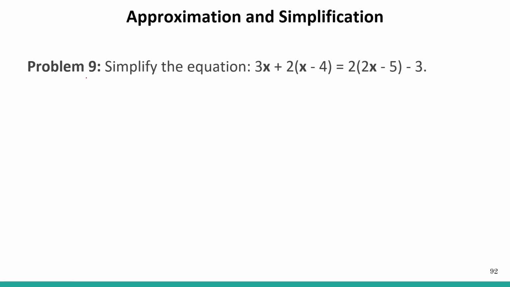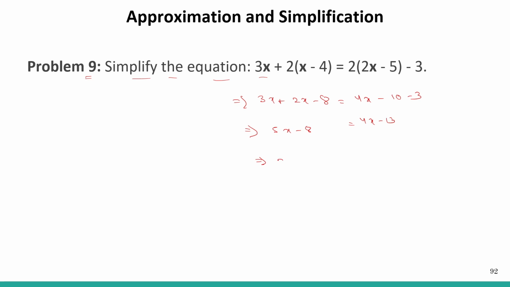So let's go forward with problem number 9. Simplify the equation 3x plus 2 into x minus 4 is equal to 2 into 2x minus 5 minus 3. So what we want to do is simplify this. So 3x plus 2 into x is 2x, minus 2 into 4 is 8. This will be equal to 4x minus 2 into 5 is 10, minus 3. So this will be equal to 4x minus 13, right? So in the LHS what we will be having is 5x minus 8.